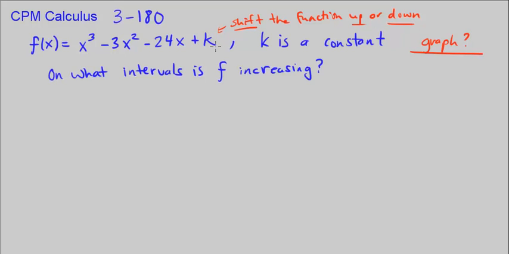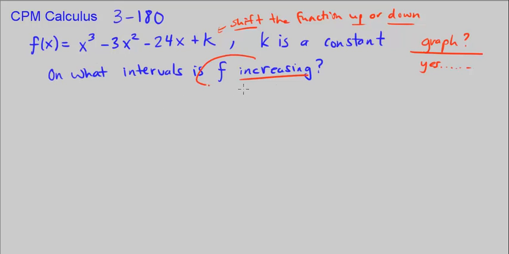If k is 5, we shift the whole thing up 5 units. If k is negative 20, we shift the whole thing down 20 units, right? So graph, yes, we can. Just ignore k. You don't even need to put the k in there because the intervals where it's increasing is not dependent on whether or not we shift the graph up or down. But let's solve this one algebraically because we can do it graphically kind of easy with our calculator.